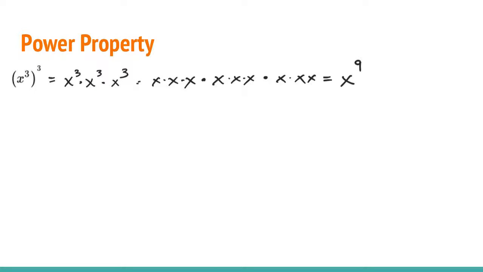Students tend to be tricked at the beginning to say that these 3's should just be added to each other, but really they need to be multiplied. And using our property that we see, we have x to the third to the third is really x to the 3 times 3, which is how you end up with the x to the 9th.